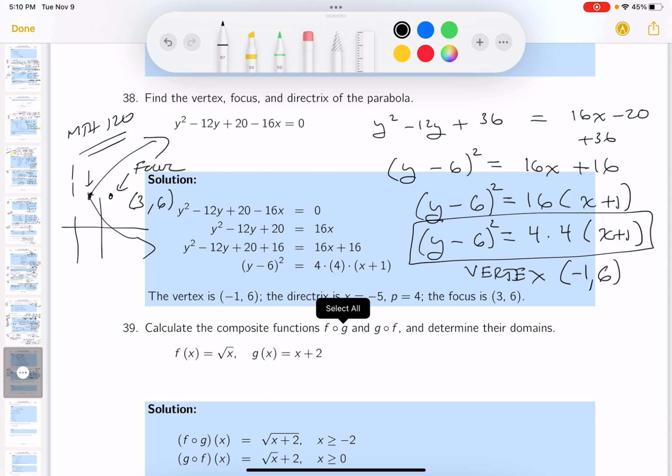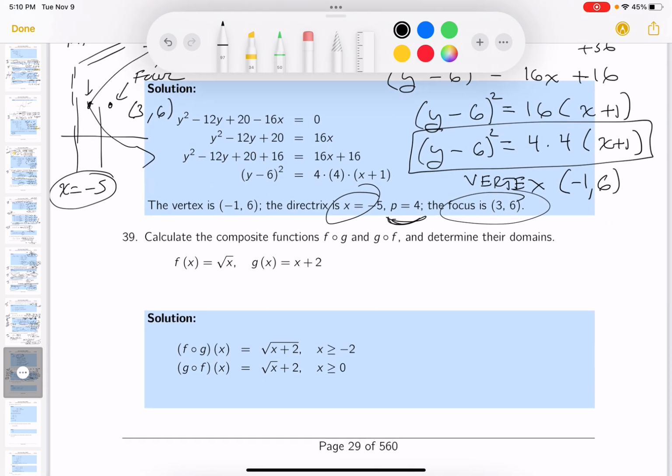Let's see if they got that. Yep. Let's put the directrix down. What am I going to do? I'm going to go 4 units to the left of that. And if I'm at minus 1, 4 units to the left would be x equals minus 5 for the directrix. And they got this over here. They also list a p down for it. They don't have to ask for it, but they did list it.